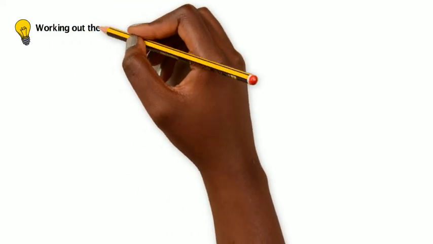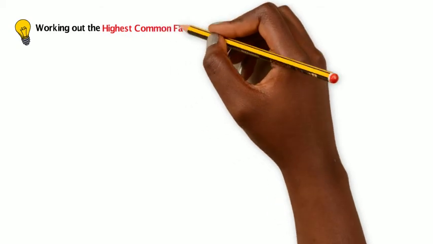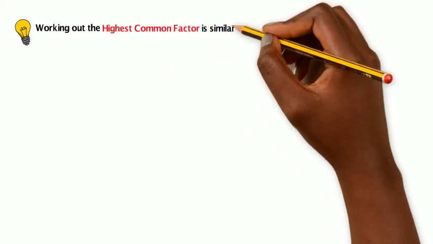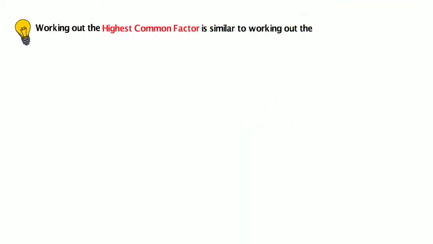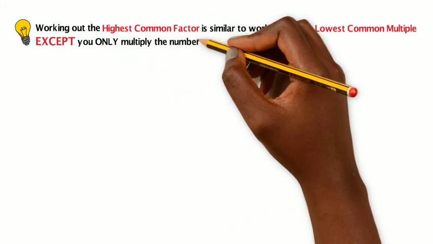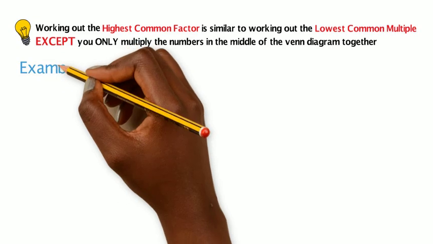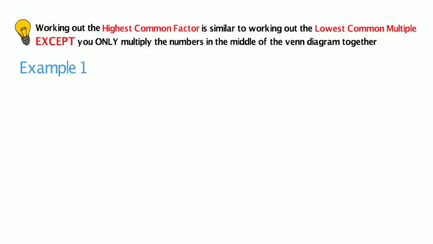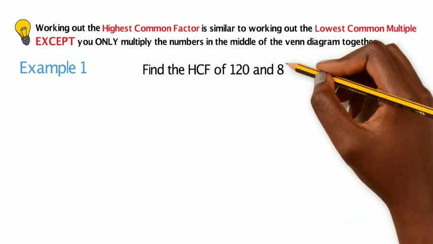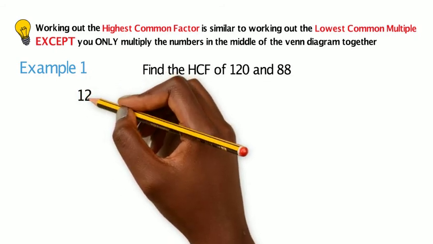So when it comes to working out the highest common factor, the method is very similar to working out the lowest common multiple, and you're going to see that as we go through these questions. The only difference is that rather than multiplying all the numbers in the Venn diagram together, you multiply the numbers in the middle of the Venn diagram together only. So example 1. Find the highest common factor of 120 and 88.